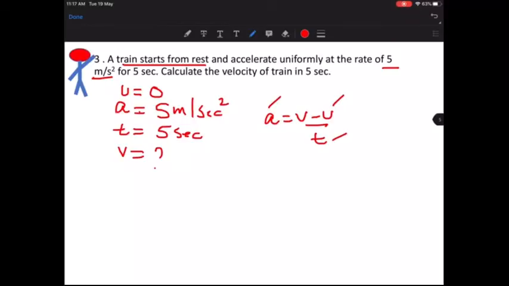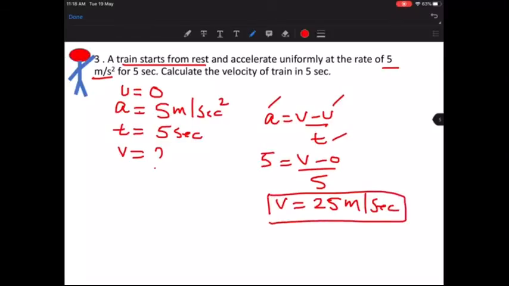Yes, your U is 0. Absolutely right. So you will be getting 5 is equal to V minus 0 upon 5. So your V will be equal to 25 meters per second. Now look at the unit of velocity here. Meters per second. 25 meters per second.